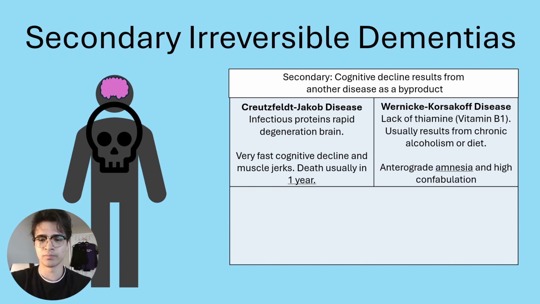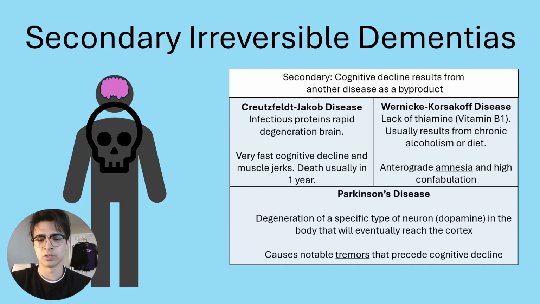The second disease is Wernicke-Korsakoff disease, which is a chronic lack of thiamine or vitamin B1. This results from chronic alcoholism or a poor diet, which doesn't include the vitamin itself. The symptoms of this disease are anterograde amnesia, which is the inability to form new memories, or high confabulation, which are large gaps in your memories, so you fabricate stories to kind of bridge the gap.